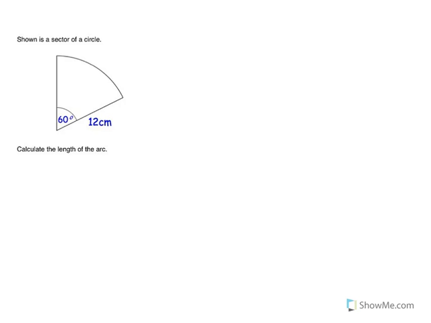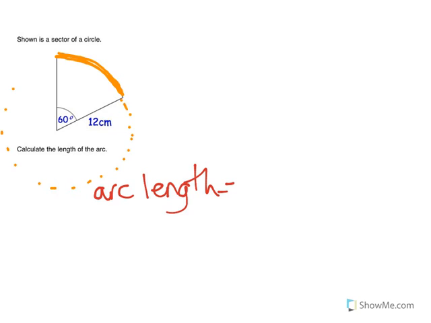Okay, so in this question, we've been asked to calculate the arc length of the sector. Now, what we need to think first of all is, what is the arc length? Where is that? So here, what I've highlighted is the arc length of this sector, and that is actually, if we were to continue that round, it just becomes part of the circumference of a circle.